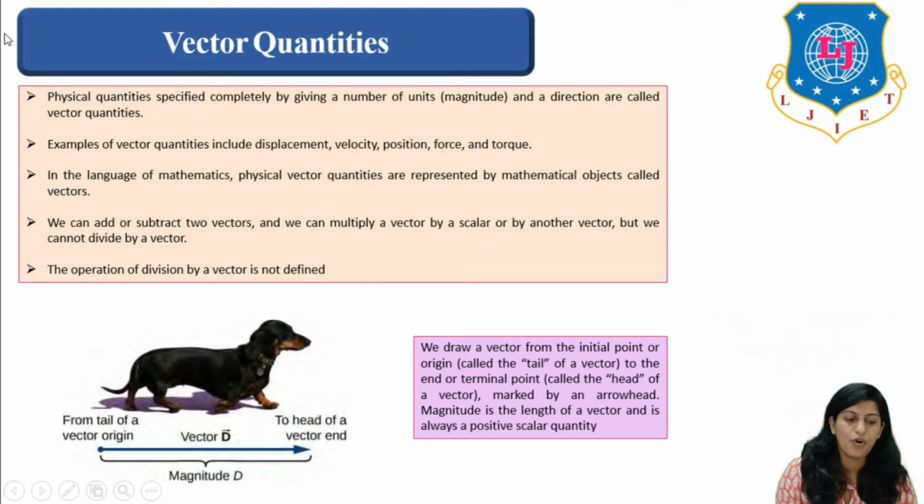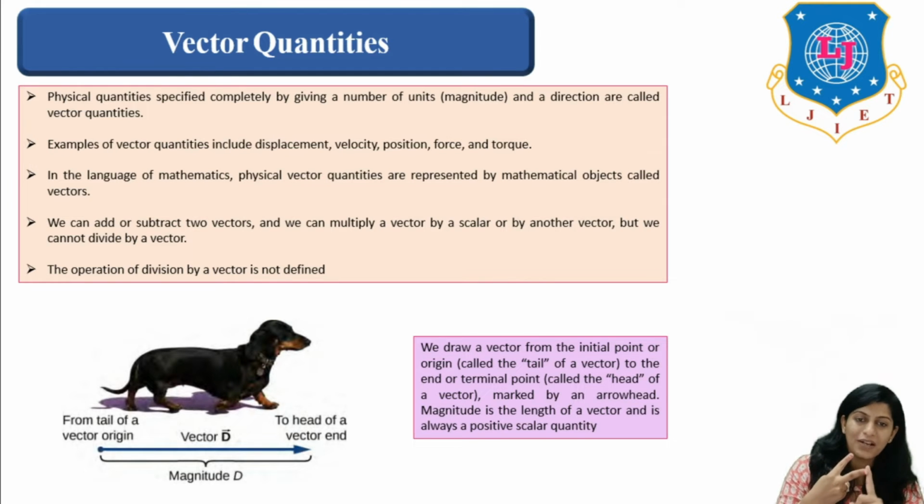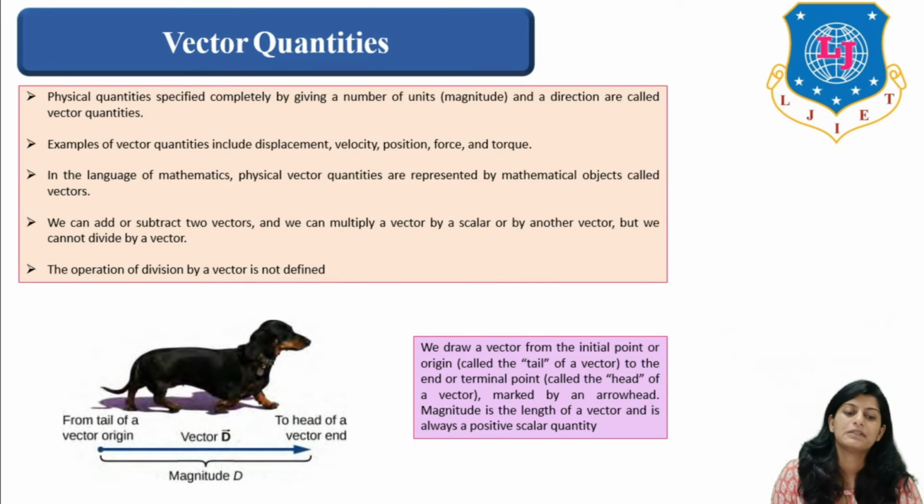So from this particular point we must remember two or three things: vectors have magnitude and direction. Vectors can be added, vectors can be multiplied, but they cannot be divided. Division of a vector is not defined. Alright, and we represent a vector using an arrow. This arrow starts from the starting point, where there will be a dot, and in the direction it will have an arrowhead, which will be showing the magnitude of the vector.